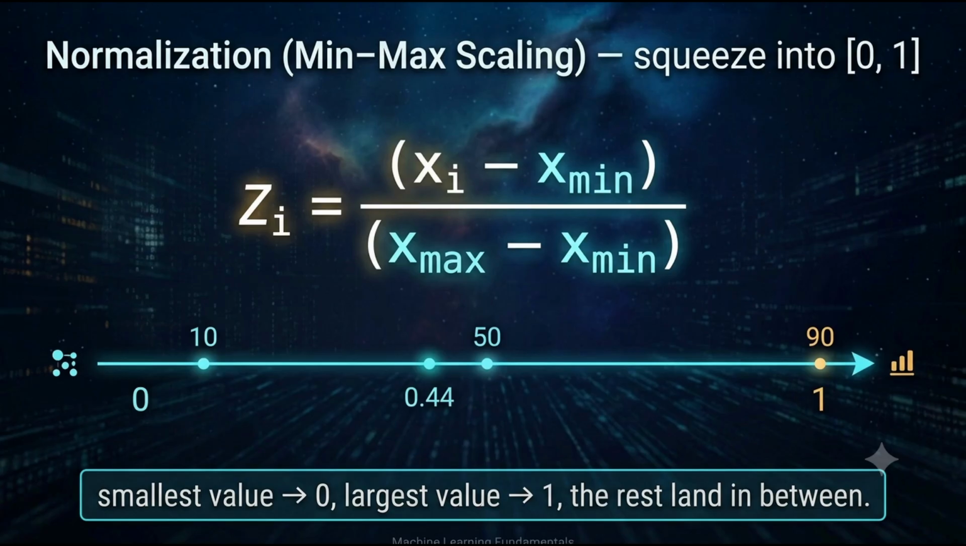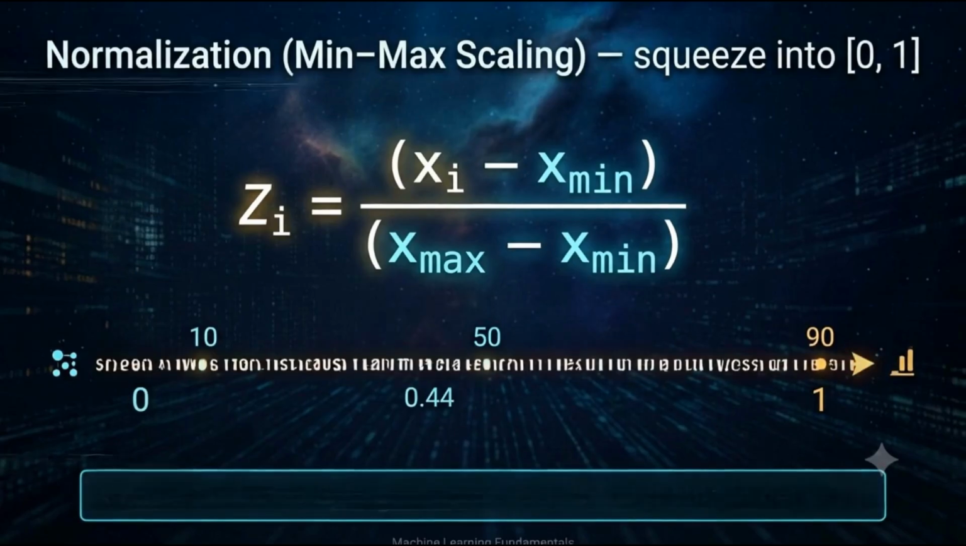There are two classic techniques, and they're cousins. The first is normalization, also called min-max scaling. It squeezes every value in a feature into the range between 0 and 1. The smallest value in the column becomes 0, the largest becomes 1, and everything else lands proportionally in between. It's intuitive, and it's great when you want hard boundaries on your data.